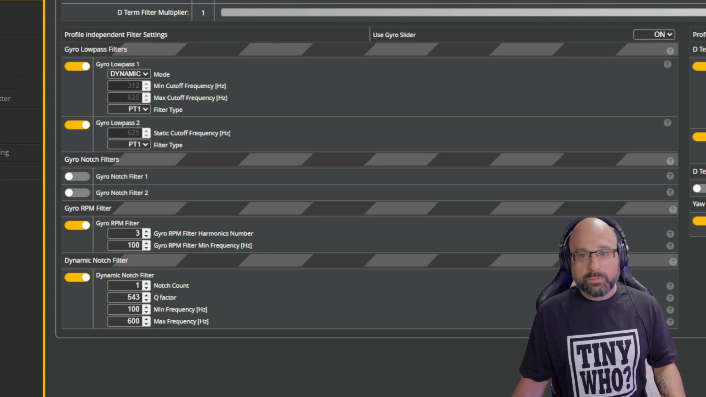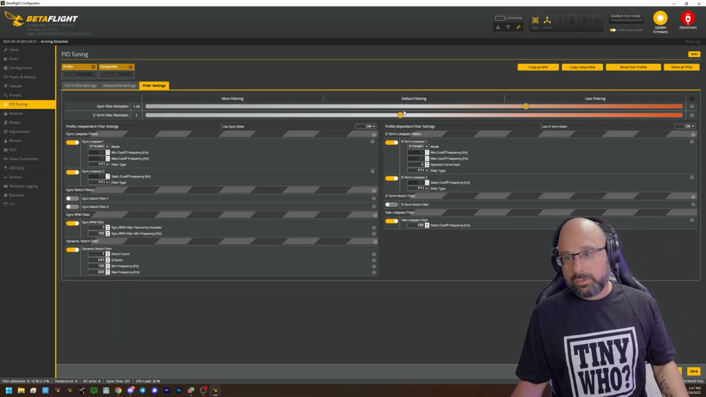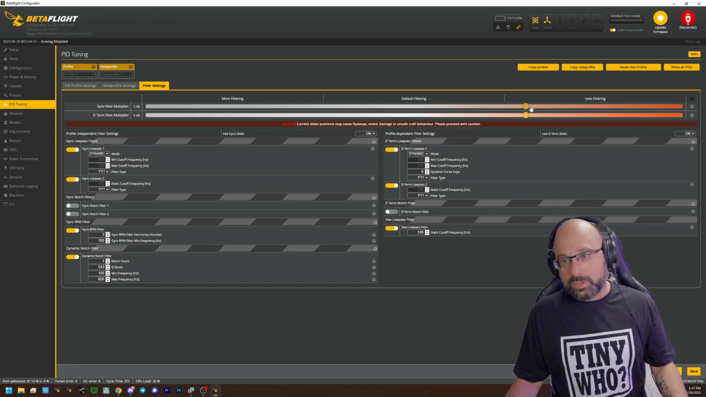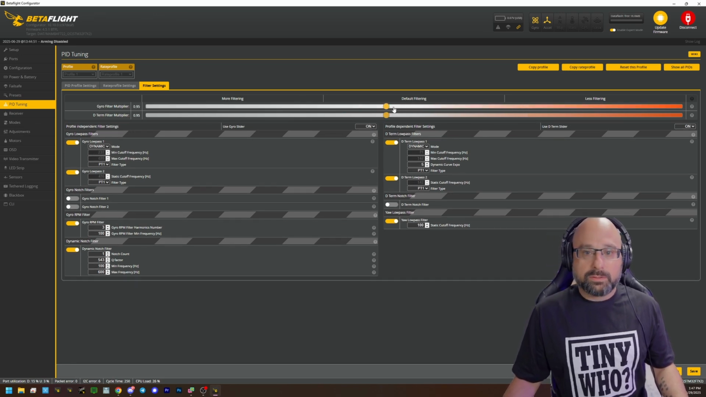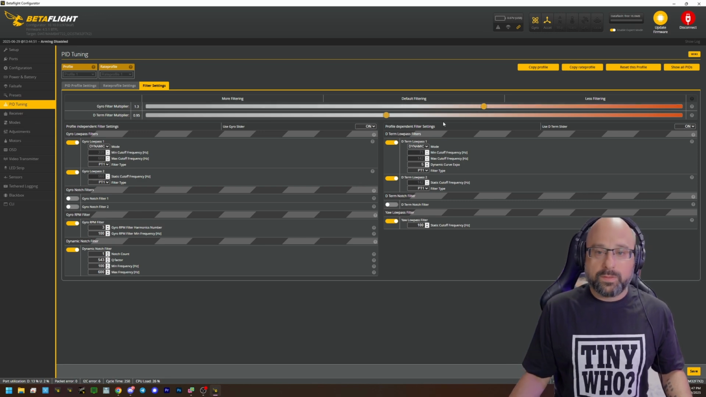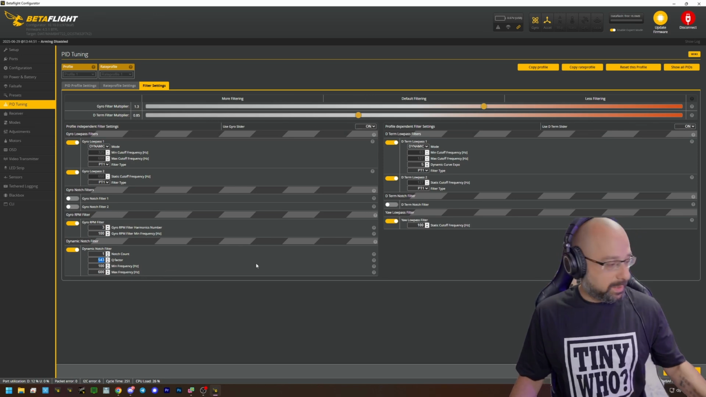So I can also reduce the latency by pushing these sliders to the right. You can't see the slider because we're zoomed in. I can also lower the latency by pushing these sliders to the right, which racers also do. So all of it is just an attempt to reduce the latency of the PID loop and improve the handling of the quad. And that's why racers might raise the Q factor.